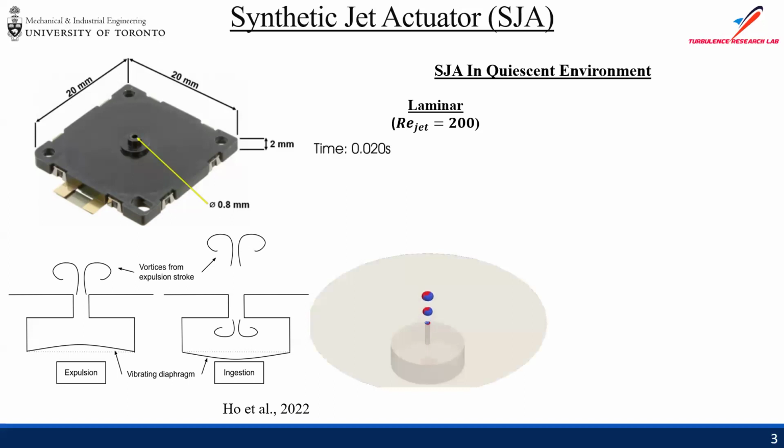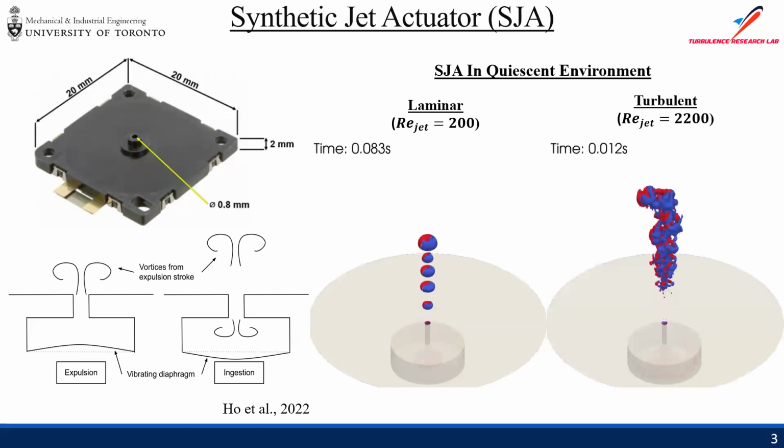Now, here's some visualization of how they look in a quiescent environment. You have a laminar jet. It just alternates between ingestion and expulsion cycles, forming these vortex rings that look like a little donut. Now, if we increase the Reynolds number, eventually it does turn into a turbulent jet. It still comes out briefly as a vortex ring, but then the flow does transition to turbulent very quickly.